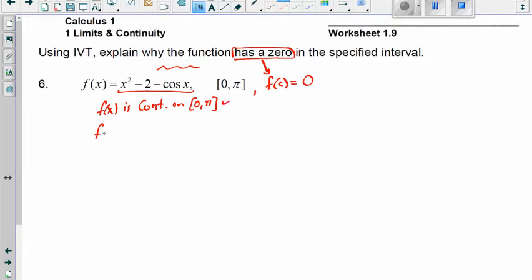And then we want to check to make sure f of 0 and f of pi that we get numbers around 0. Now, 0 is special because we don't actually need the full value of this. f of 0 is 0 minus 2 minus cosine of 0. Cosine of 0 is 1. So 0 minus 2 minus 1 is negative 3. We actually have that value. Pi, here's the problem. Pi squared minus 2 minus cosine pi. Cosine of pi is negative 1. So pi squared minus 2 minus negative 1 is pi squared minus 1 when you combine those.